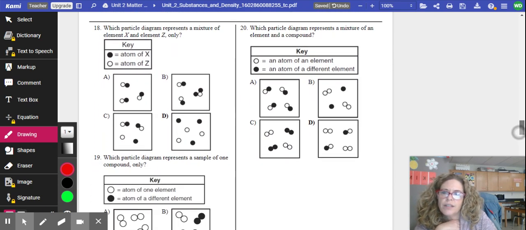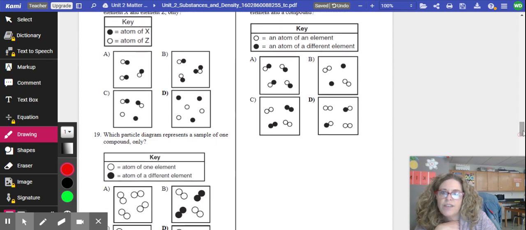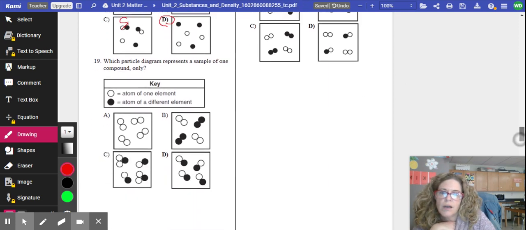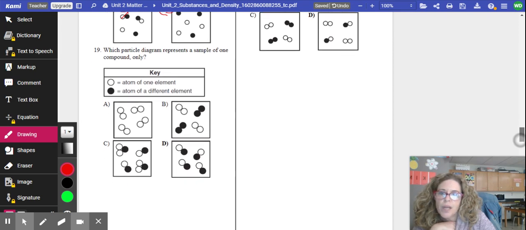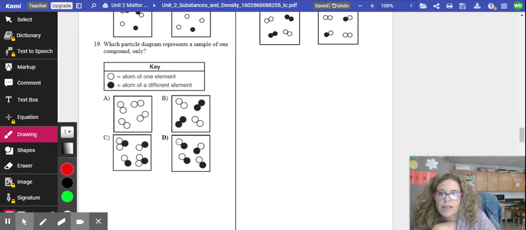Choice number 18, a mixture of element X and Z only, not a compound of X and Z. So this is a mixture of the two elements, X and Z. This is a compound. So then this is a compound. This has got two different compounds. So that's why it's choice D. Number 19, one compound only, means pure substance. That's going to be D, because notice this one's a mixture, this is a mixture, and this is an element.